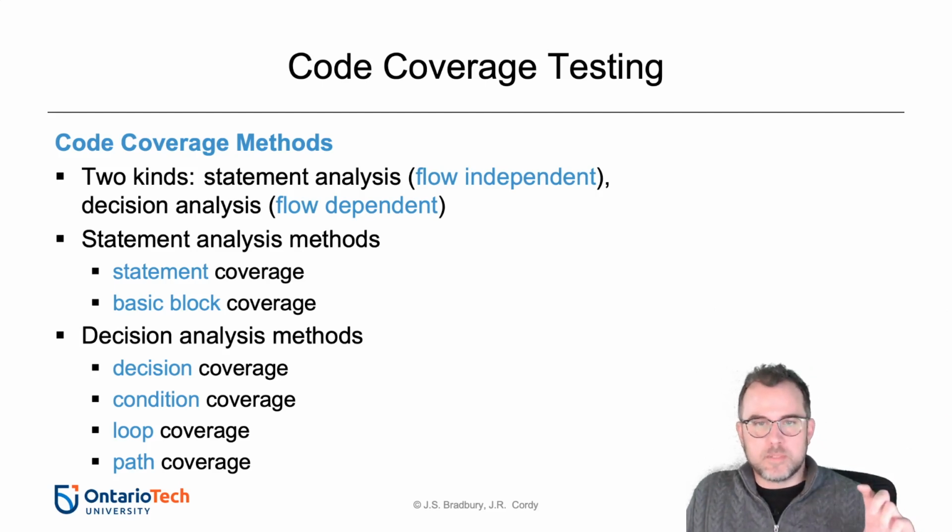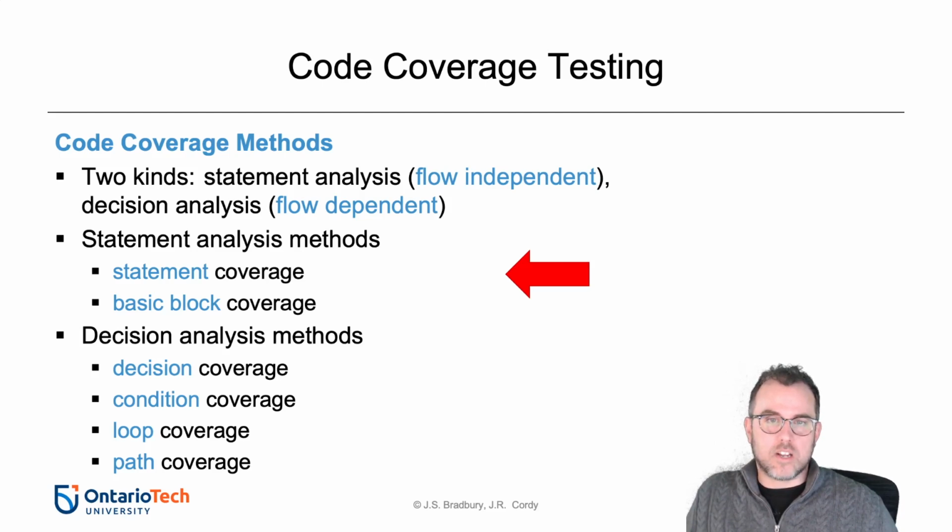But those types of analysis are dependent on the path or the flow through the code, i.e. the order. So those are order dependent or flow dependent, whereas statement and basic block are flow independent. Today, we're only going to cover the flow independent methods, which means statement and basic block. Next time, we'll get into more detail and talk about decision analysis methods as well.